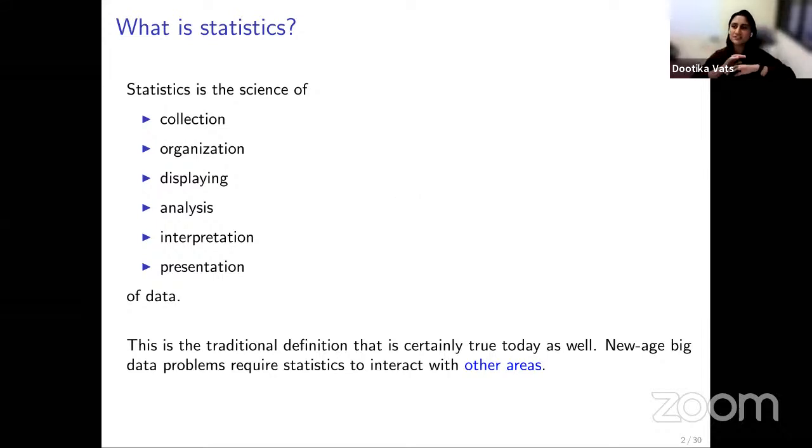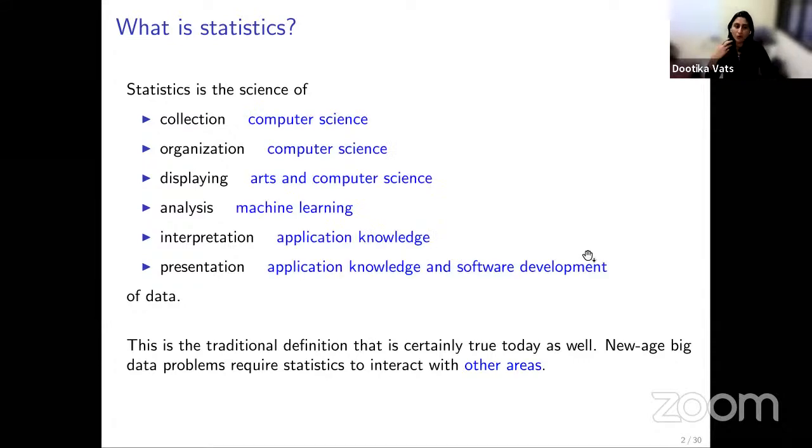Now, this definition of statistics came about before the advent of computers, right? Before internet, before computers came into being. And so if we look at modern day data and modern day statistics, in blue, I am representing all the areas that statistics interacts with due to modern data.